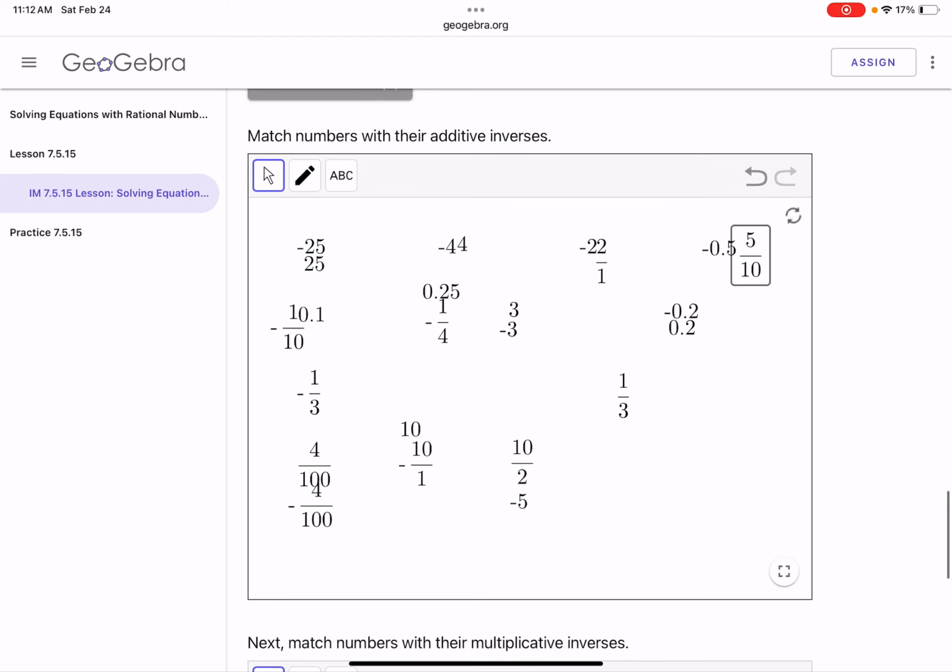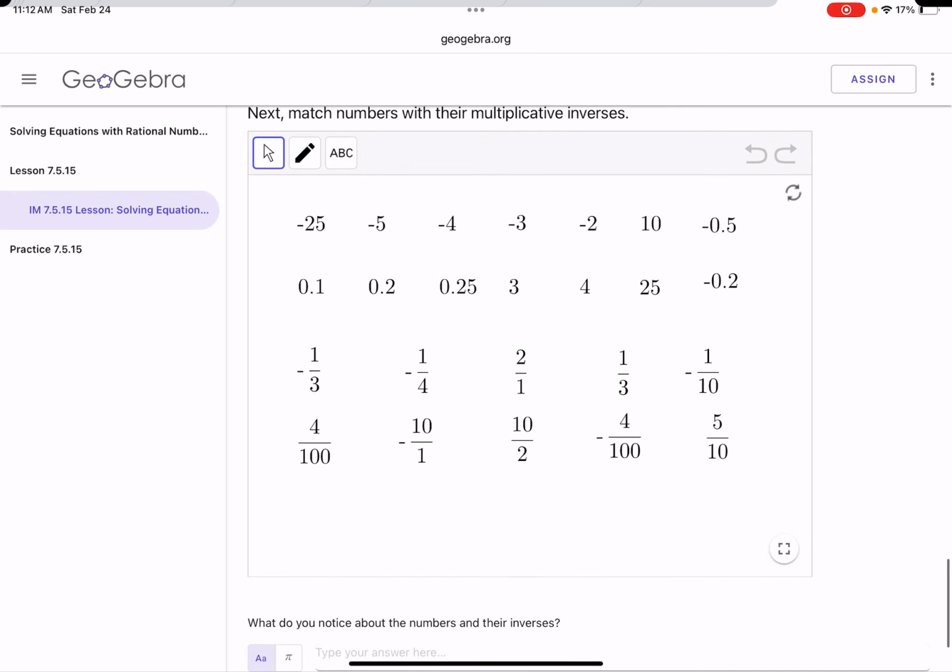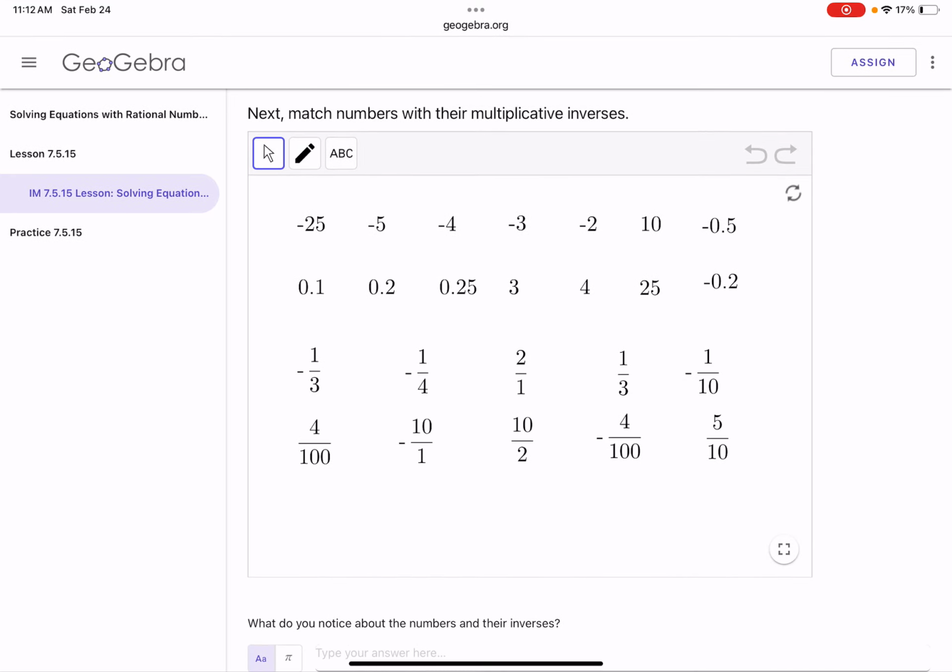I think there's 1/3. Does 1/3 have a match? Oh, there it is. All right. Now these are multiplicative inverses. The multiplicative inverses. It's a long, long lesson.